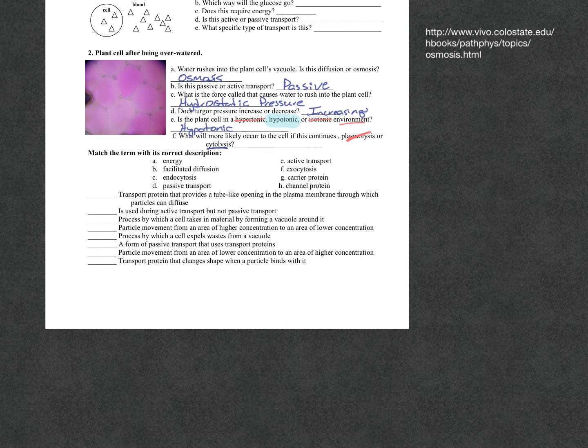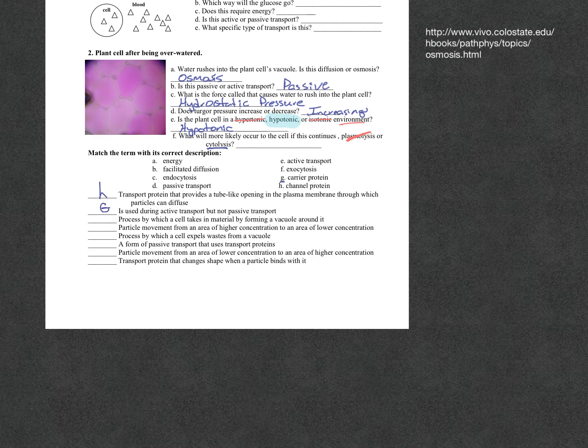Match the term with the correct description. The description is: transport protein that provides a tube-like opening in the plasma membrane through which particles can diffuse. We call those channel proteins, so that would be H. Next: used during active transport but not passive transport. That would be a carrier protein, right? It could be exocytosis or endocytosis, but since they're saying used, I'm going to go with carrier protein.